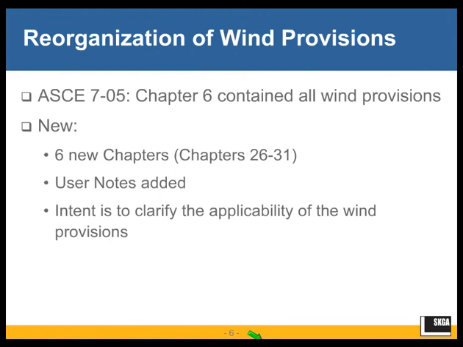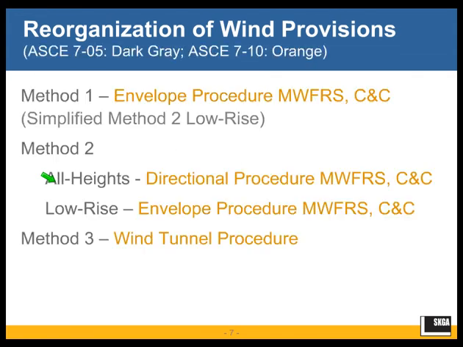In this edition, ASCE 7-10, in the new Chapters 26 through 31, something called user notes have been added within boxes. You will notice this is a new feature in ASCE 7. The intent of these user notes is to clarify the applicability of the wind provisions. They are not meant to be commentary; they are very brief, so they have very limited purpose, but they have been added definitely for a reason.